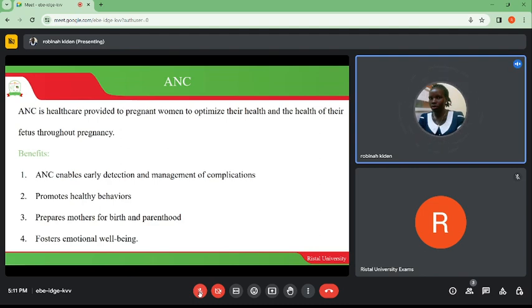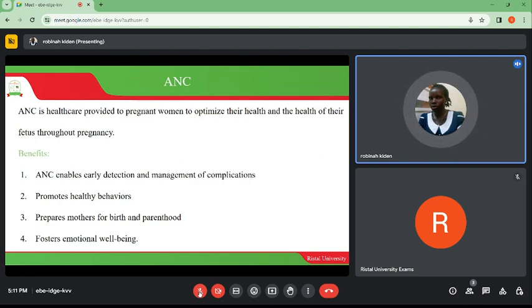So, what are the benefits of antenatal care? The benefits of antenatal care are, one, to enable early detection and management of complications in case of any changes that happen, whether with the mother or with the fetus. We can detect on time before things go bad.